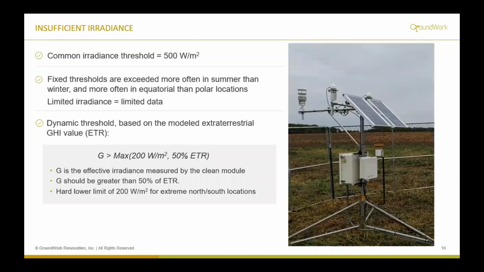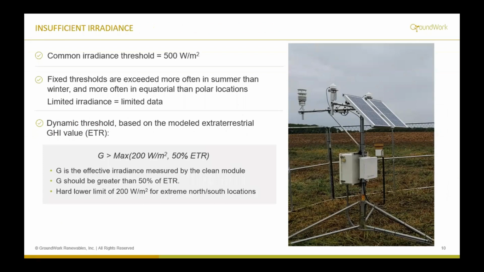Okay, so now I'm going to start going into how we overcome these challenges that I just presented. We'll start with insufficient irradiance. A minimum of 500 watts per meter squared is kind of the standard threshold that you're going to see in the literature. This threshold is more likely to be exceeded in the summer than the winter, and more likely to be exceeded in, let's say, Texas versus Maine.